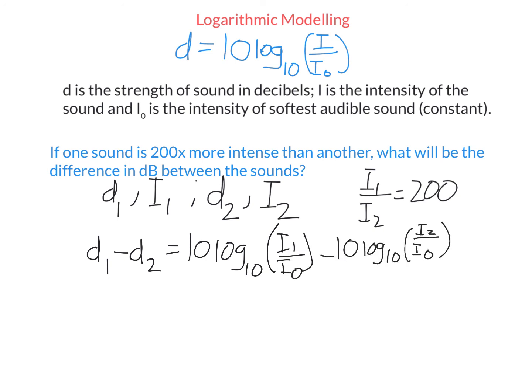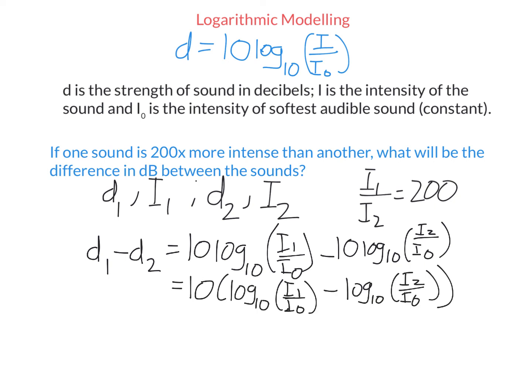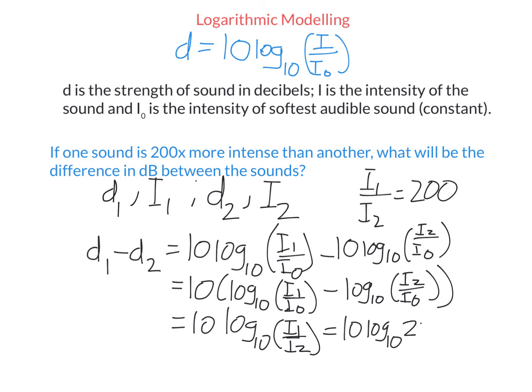Now what I can do is take out a common factor of 10, and I can use my log laws here to combine this into one log. Remember, what we do is we divide the powers. Now, this fraction divided by this fraction, we'll see the I0s cancel out, and I'll be left with log base 10 of I1 divided by I2. But I was told in the question, I1 over I2 is 200. So this is equal to 10 log 10 of 200, and you can put that straight in your calculator.